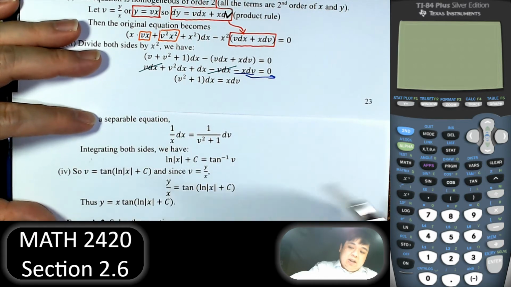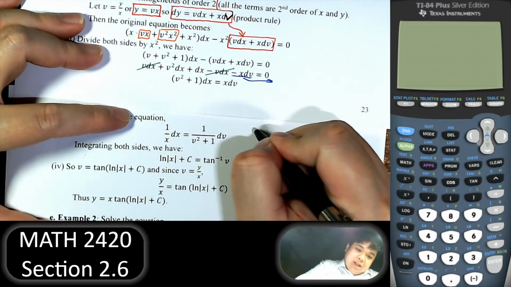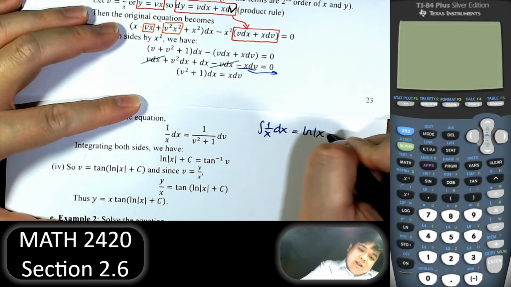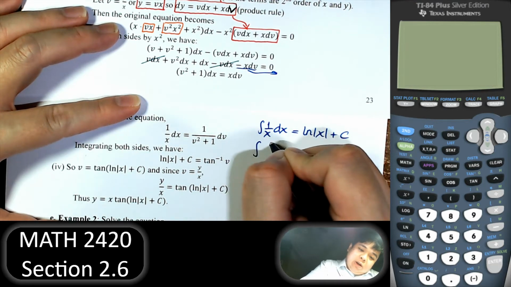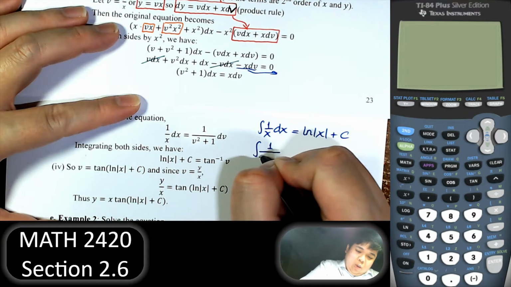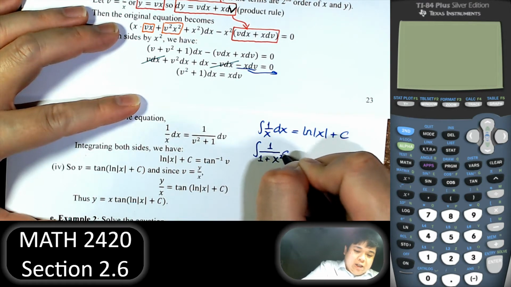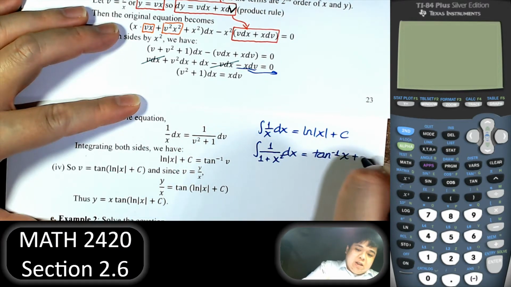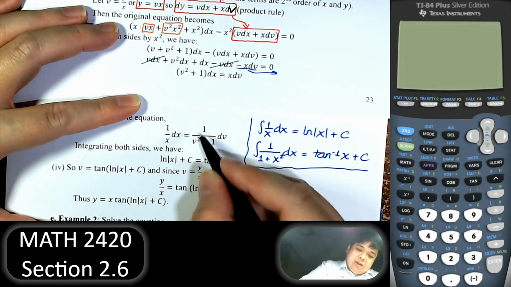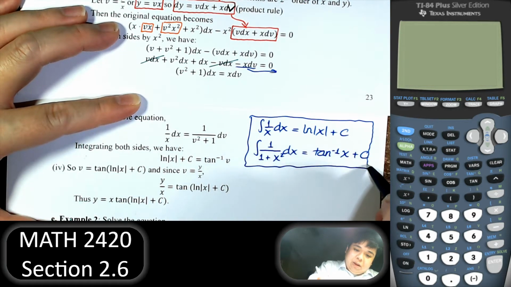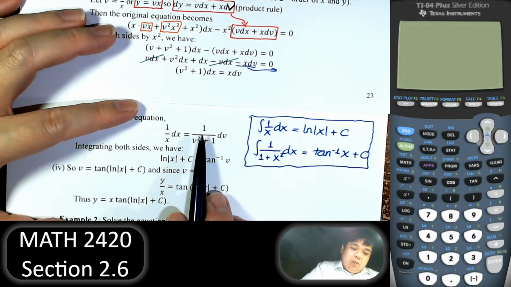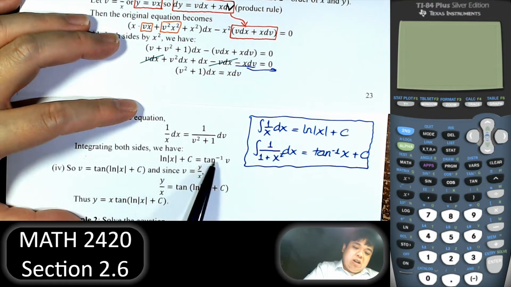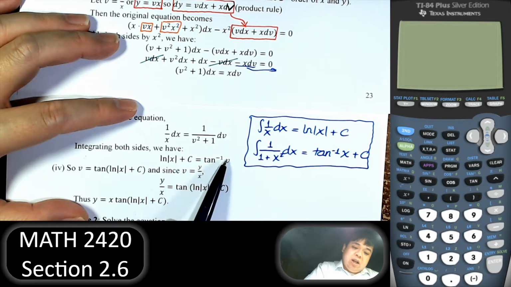And integrate both sides. Integral of 1 over x is ln of absolute value of x plus c, and integral of 1 over 1 plus x squared is tangent inverse of x plus c. So those are the integrals for those two. And that integral of 1 over v squared plus 1 is tangent inverse of v. So we have that. I will take tangent on both sides. Tangent and the tangent inverse cancel out. We have just v.